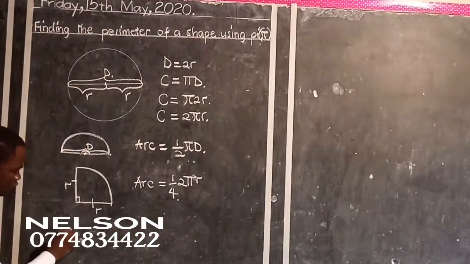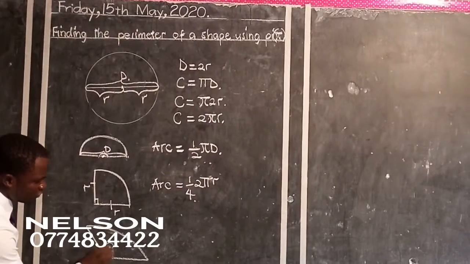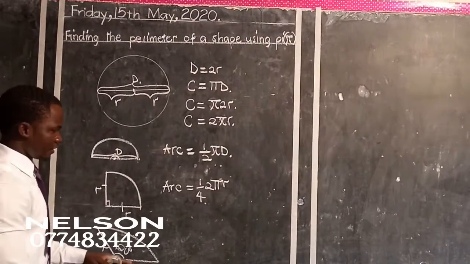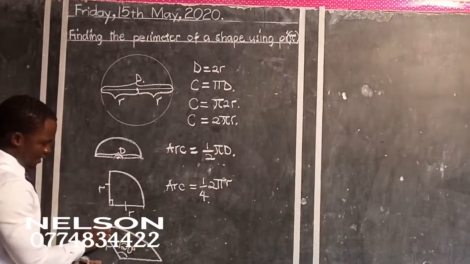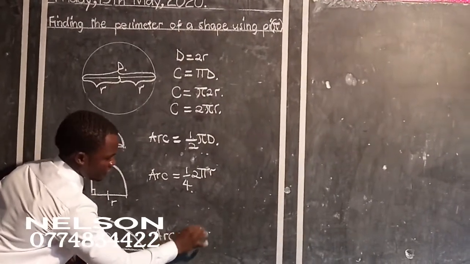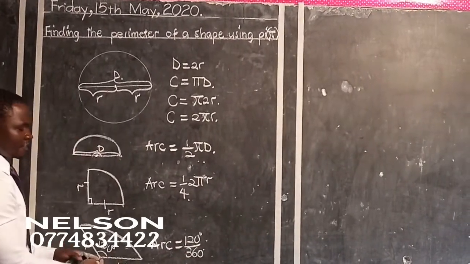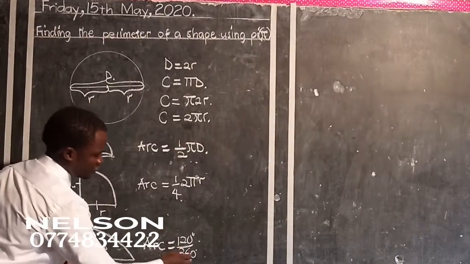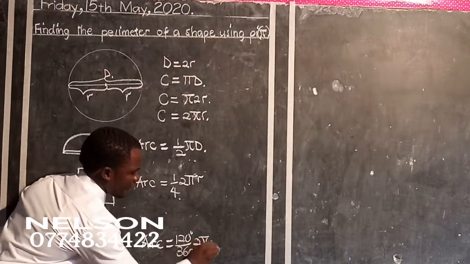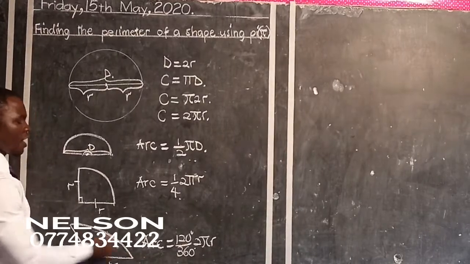We also have sectors like this one. This one has got 120 degrees. This one is radius, and also this one is radius. So to find this arc here, this arc from here up to here, we say arc equals 120 degrees out of 360 degrees. Since it is having radius, we are going to pick this one and say 120 degrees out of 360 degrees times 2 pi r. So this is the formula of finding this arc.